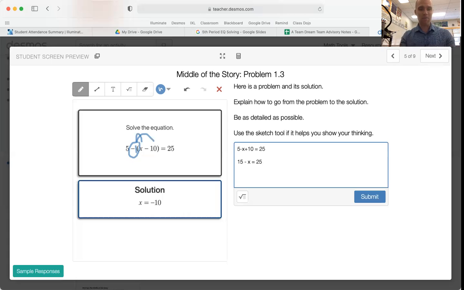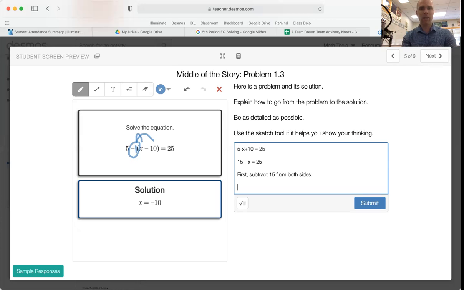So now I've got my actual first solution step. First, let's subtract 15 from both sides. So the 15 that's on the left goes away, right? Because it's a positive 15, we're taking 15 away from it. The 25 on the other side turns into 10. And what we're left with is, here's the big, important thing. Pay attention to this right now. What we have is negative x equals 10.